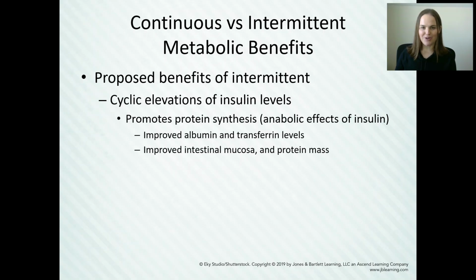Despite this research, though, you're going to see continuous feeds more typically, for the convenience of better blood sugar control, as well as convenience for nursing staff.